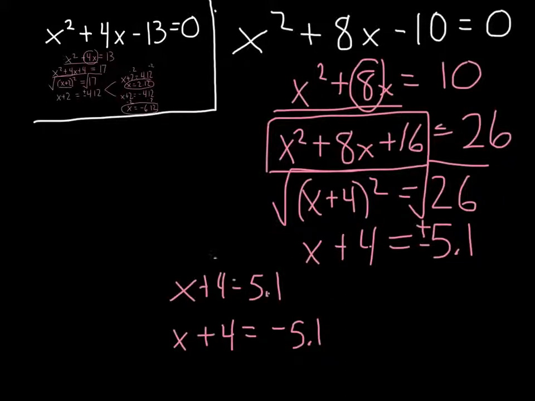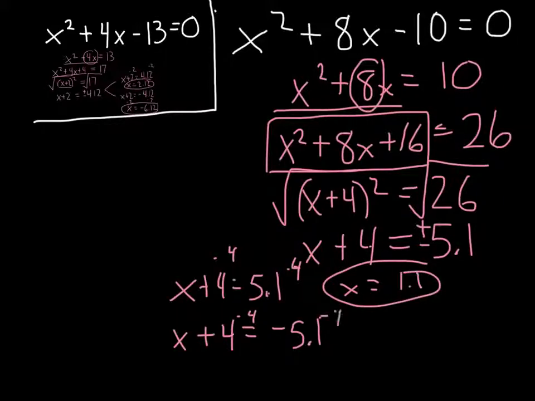So I subtract 4 from both sides, and I get x equals 1.1. Subtract 4 from both sides, and I get x equals negative 9.1.